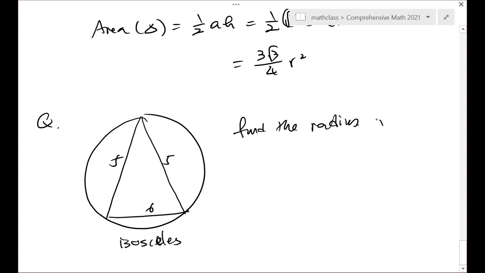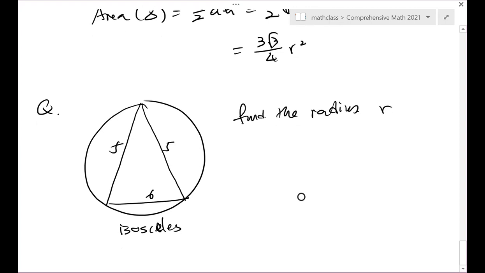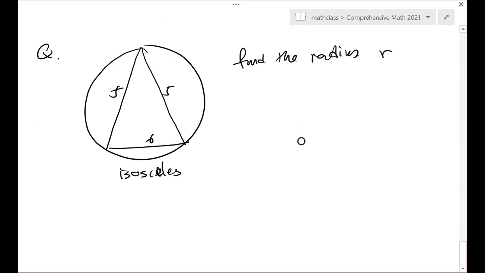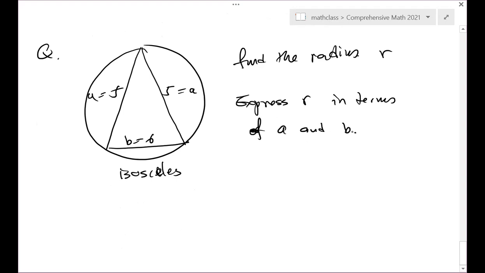Now, to solve this problem, I prefer to get a very general formula. I call this side A, this side A, and that side B. I want to express R in terms of A and B, so you get the most general formula.